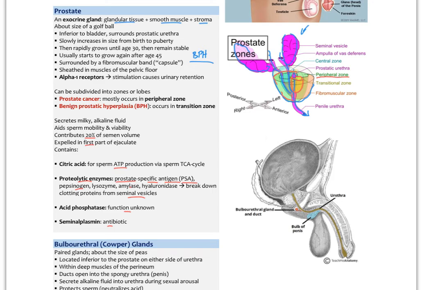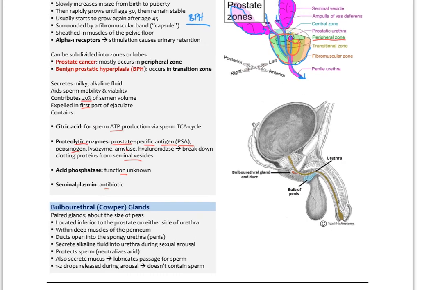And then finally, there are the bulbourethral or Cowper glands, which are found here just underneath the prostate, right here. And they're going to add their secretions just into the urethra. And they're paired. They're about the size of a pea. And they're, again, located deep underneath the prostate in the perineal muscles themselves.